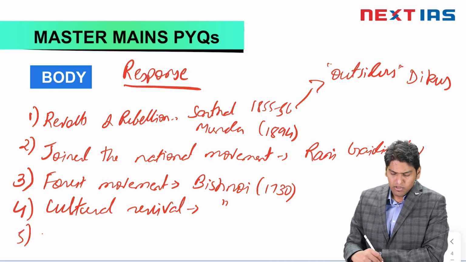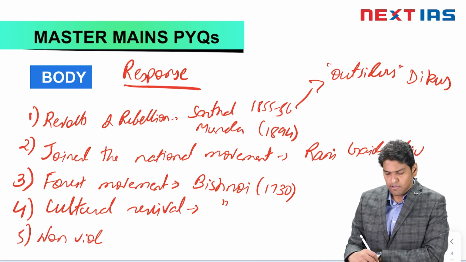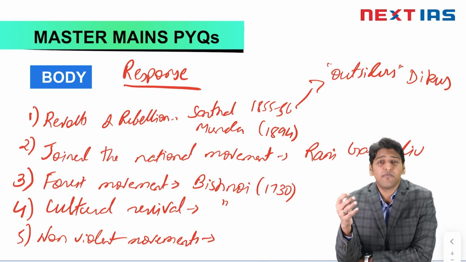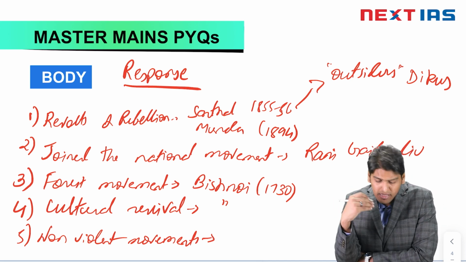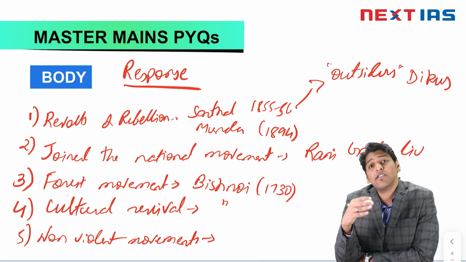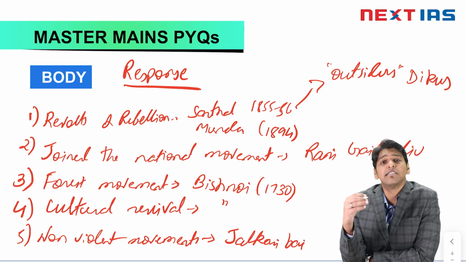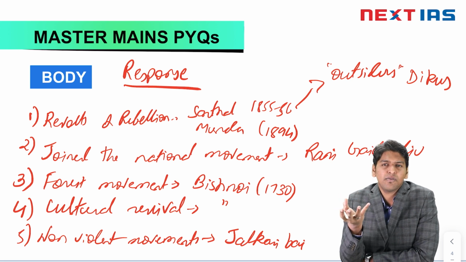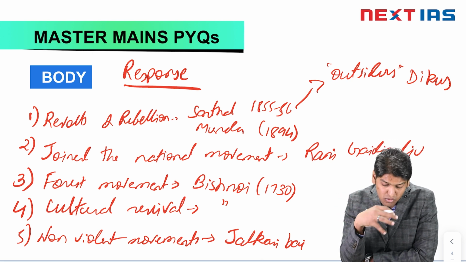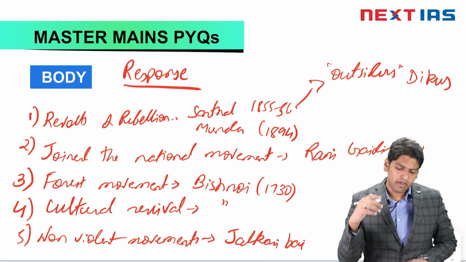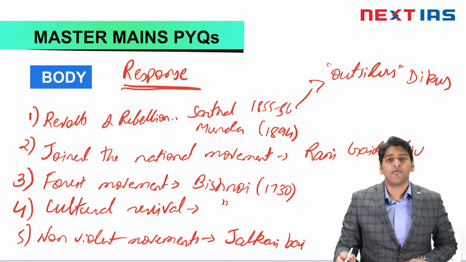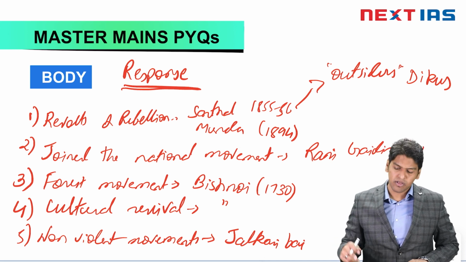Next, we see non-violent movements. Because they had seen how the British would ruthlessly suppress the violent movements, they took ideas from the national movement and started non-violent movements. Leaders like Jalkari Bai of Central India used the principles of non-violent movement to protect their own rights. So this was the response of the tribals against colonial rule.